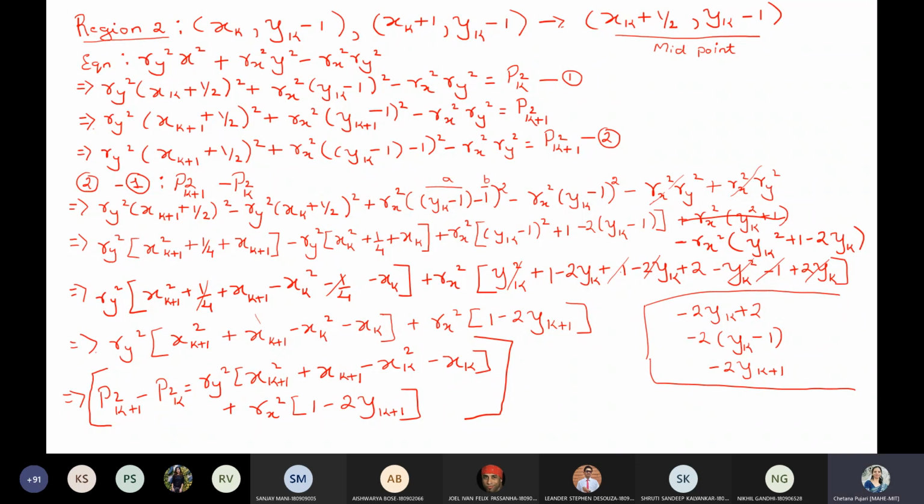Because derivation still we need to do, right? We just calculated P2 of k plus 1 minus P2 of k. Now you have to see when it is less than 0 what happens, greater than 0, and then the initial decision parameter.